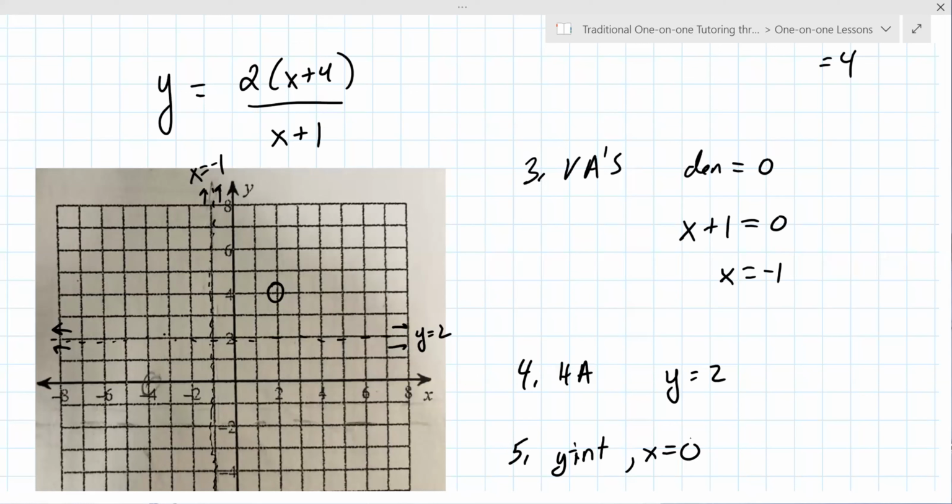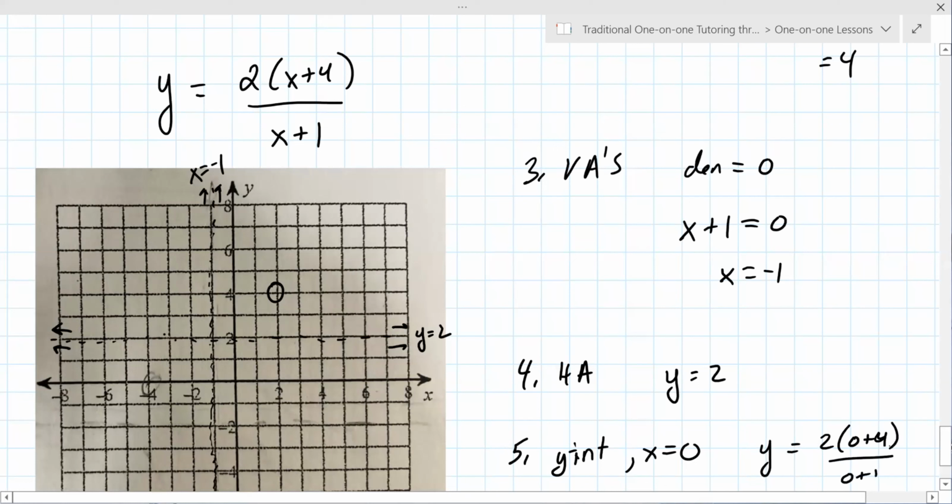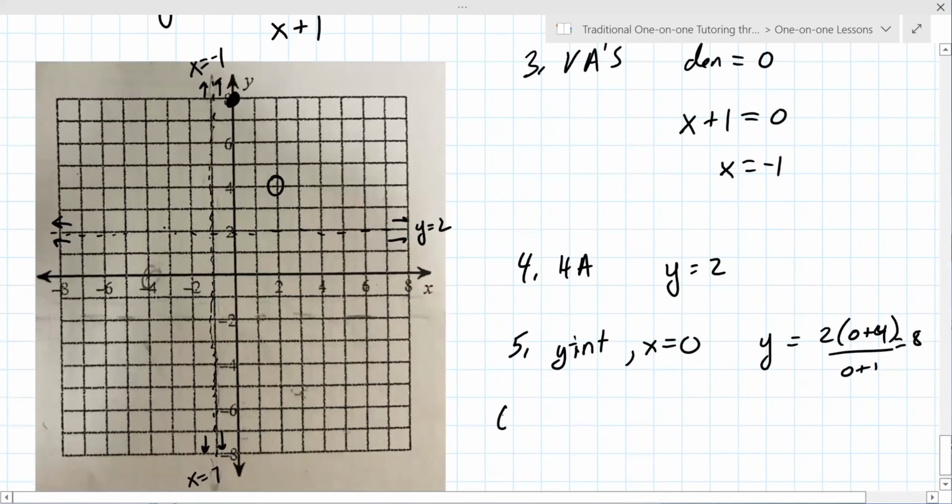So y would equal 8, so the point would be (0, 8). Yep, so (0, 8), and I barely got room for that. And then there are the x-intercepts. There could be more than one. You're setting the numerator equal to 0.